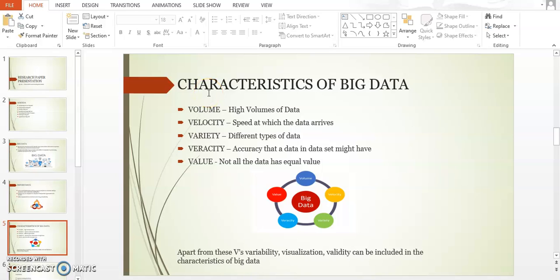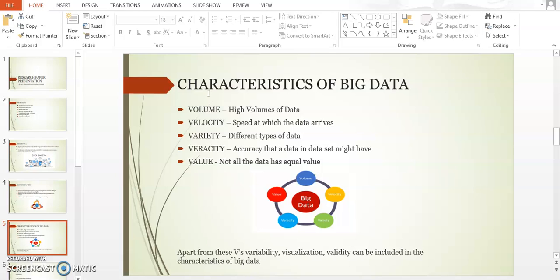So coming on to the characteristics of big data, we have 5 important V's classified as characteristics for big data. Volume. As we know, big data is huge volumes of data, so of course that's a characteristic of big data. Velocity. There's not a properly defined speed at which data arrives, so velocity is also a characteristic of big data. Variety. As we said, we have different types of data included in big data. Veracity. Each data set might have a different accuracy.